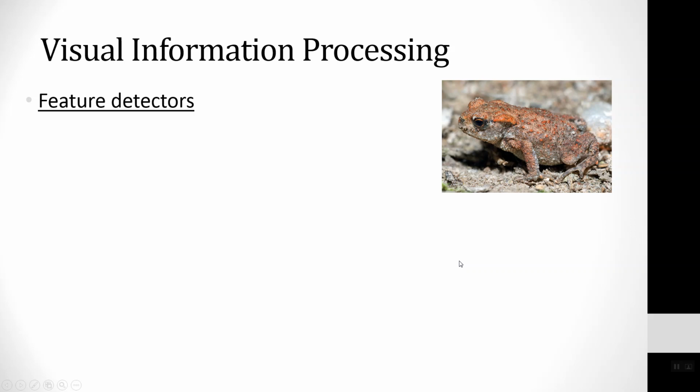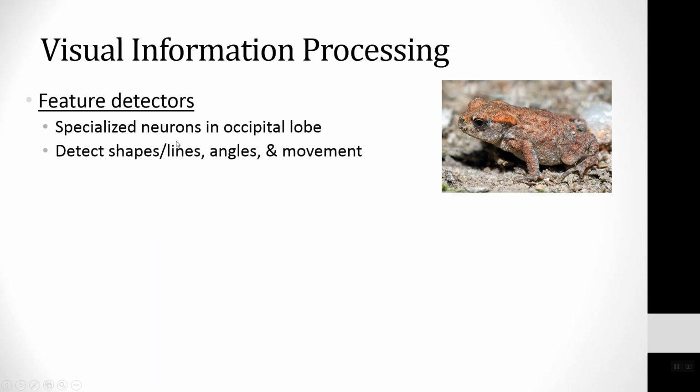So there are these things called feature detectors, which are specialized neurons in our occipital lobe. Remember where that is? And what we see with feature detectors, with these specialized neurons, is that there are clusters of neurons basically that specialize in seeing certain things. Like they are able to detect shapes and lines, angles, and movement. Okay, so we have specialized cells, these feature detectors, that detect these features: shapes, lines, angles, and movement.